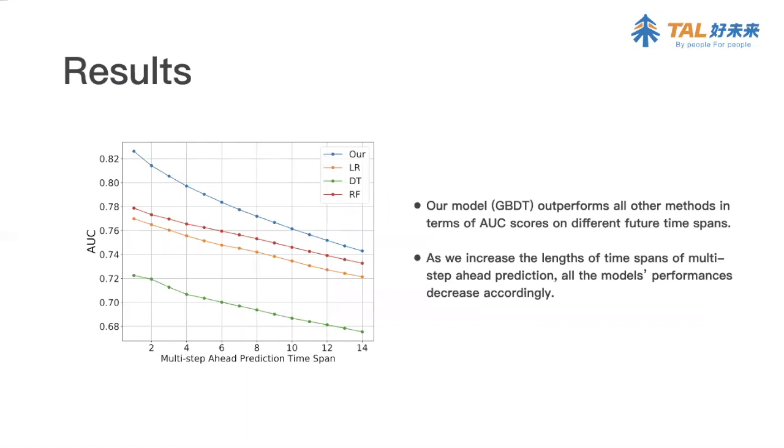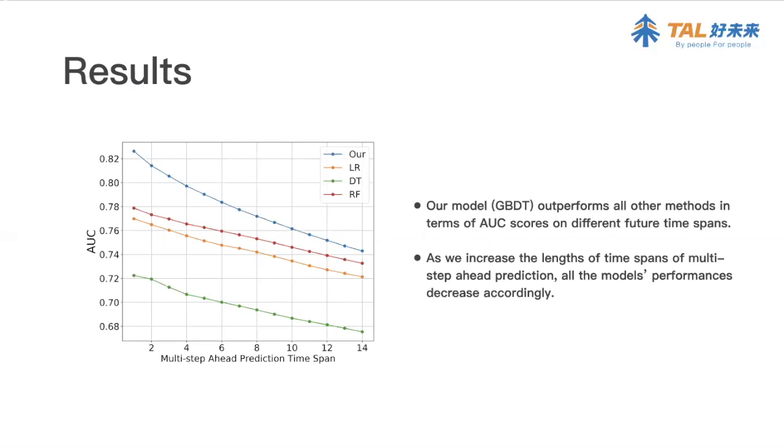To prove the effectiveness of our algorithm, we also set a few baseline models for our experiments. LR represents logistic regression, DT means decision tree, and RF stands for random forest. For our method, we use the gradient boosting decision tree as the base model.